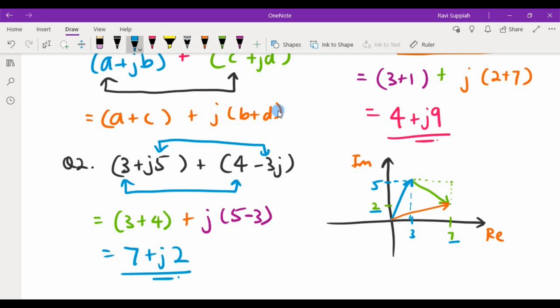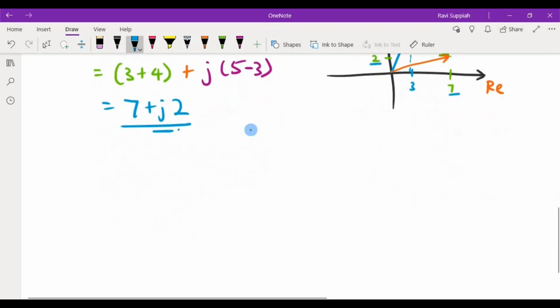Now let's look at a few more examples. The next question I'm going to look at is this: minus 4 plus 7i plus 5 minus 10i.